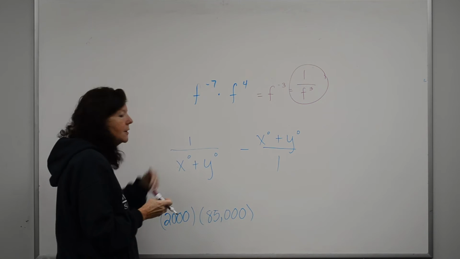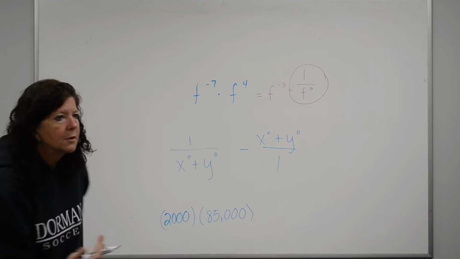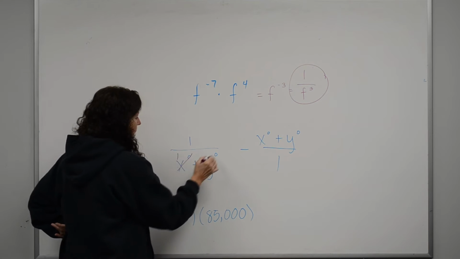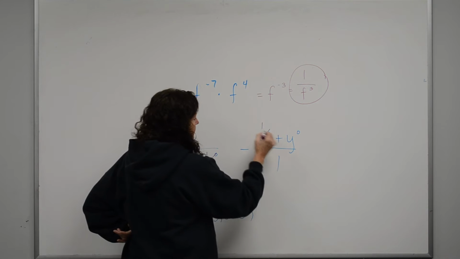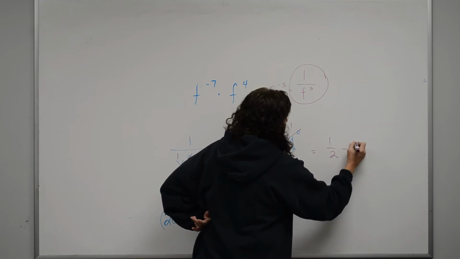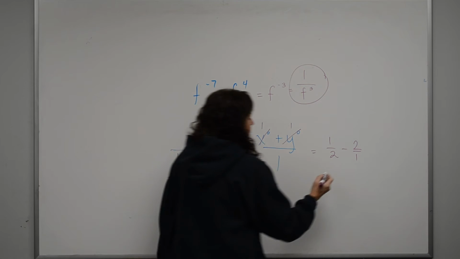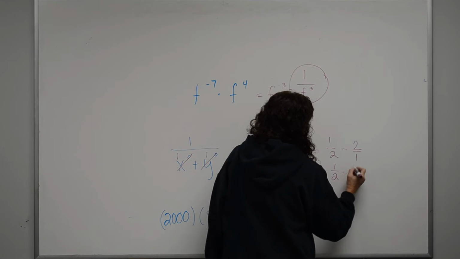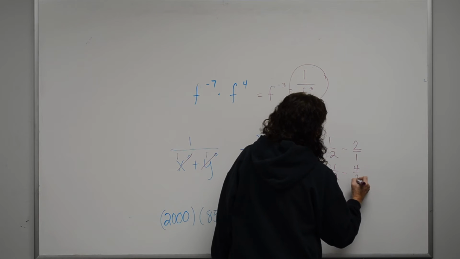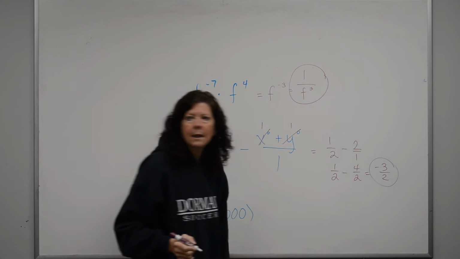All right, this one's a little trickier. Okay, you had to remember that anything to the 0 power is equal to 1. So this is a 1, this is a 1, this is a 1, and this is a 1. So I have 1/2 minus 2 over 1. You got to have a common denominator here. So it's the same thing as 1/2 minus 4 over 2. So I would have a negative 3 over 2 as my answer.